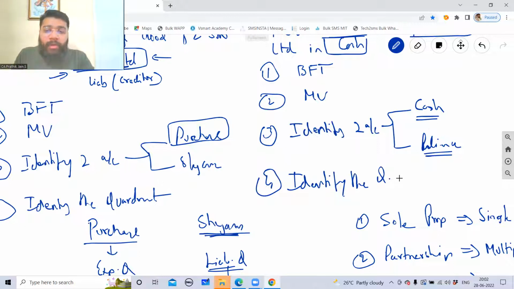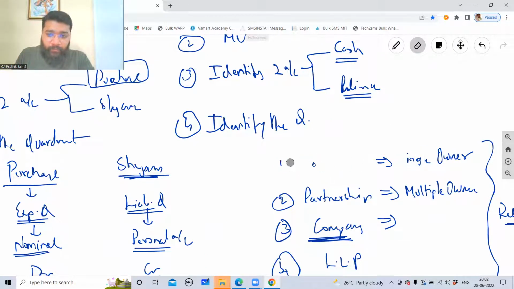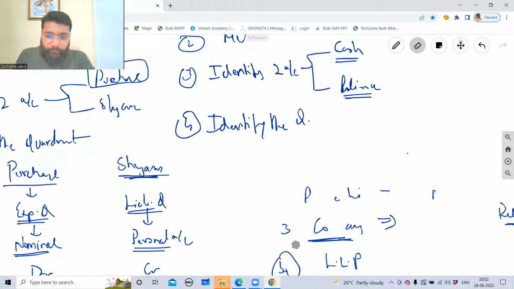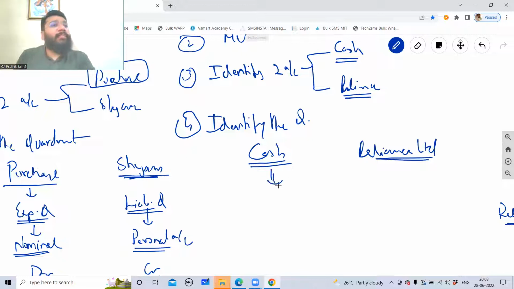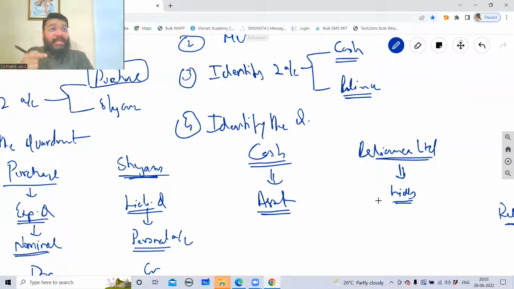So can I say cash belongs to which quadrant? Reliance Limited belongs to which quadrant? Cash, can I say it belongs to asset quadrant? And Reliance belongs to the liability quadrant, because we have to pay money to Reliance Limited. So we owe money to Reliance Limited. So it is a liability for us. So Reliance Limited is a liability. And more specifically, it is my creditor.